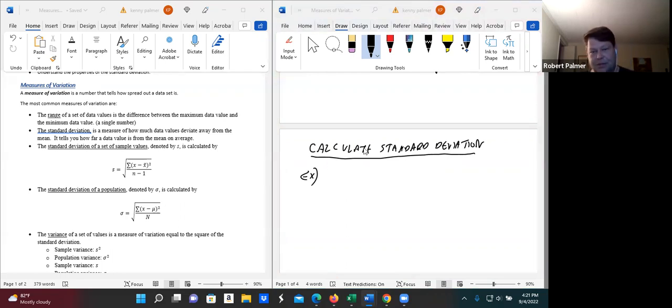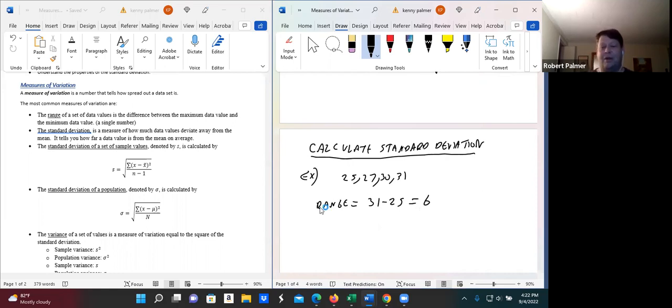So this data set is going to be just 5 numbers. So 20, 25, 27, 30, and 31. Okay. Now the range is easy to find. The range, once again, is just the largest minus the smallest. So 31 minus 25, which is 6. So that's kind of like the absolute extent of the range. How far the data values are apart is just at most 6.